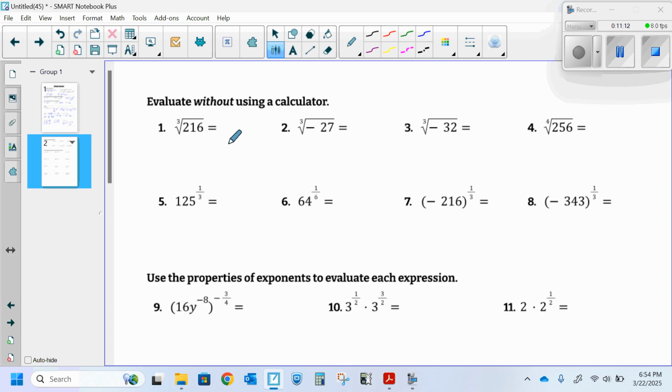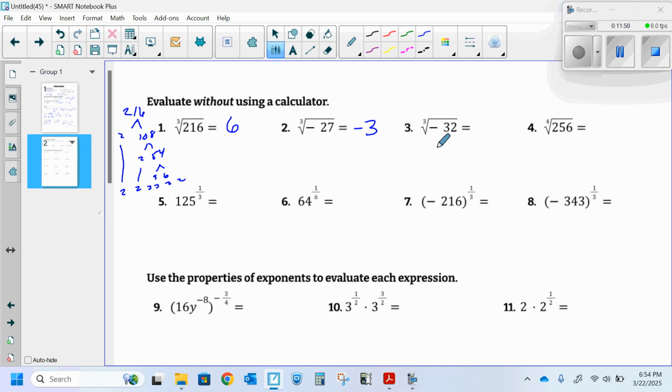All right, cube root of 216. I wouldn't give you something that can't be simplified, but if you want to do a factor tree, you can. 2 times, what is that? 108. 2 times 54. 9 times 6, 3, 3, 3, 2. Here's a 2. Here's a 2. So we have 3 2s and 3 3s, which gives you 6. Okay. Cube root of a negative 27. Negative 3.